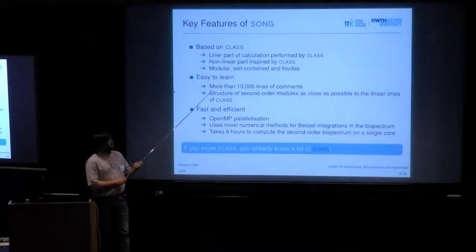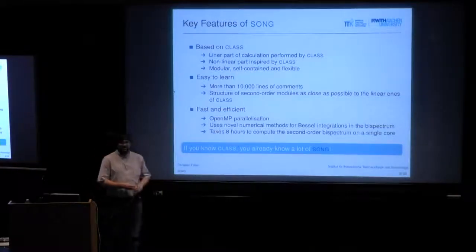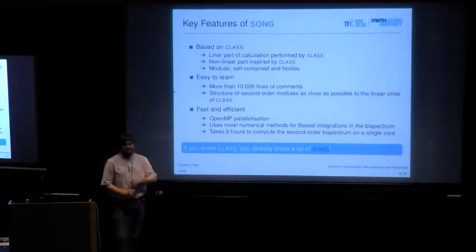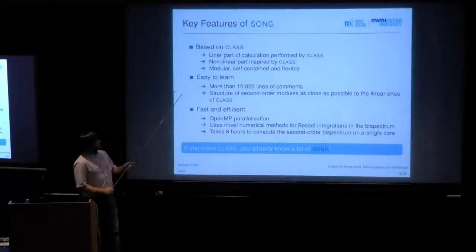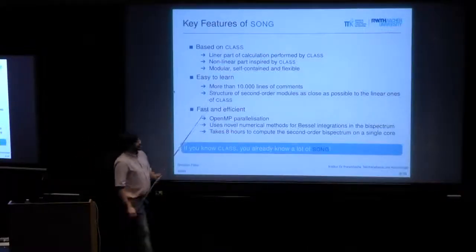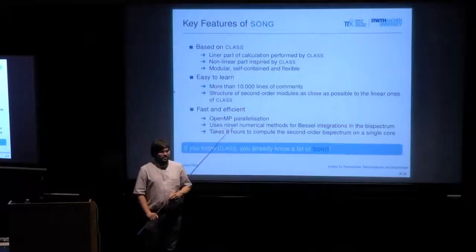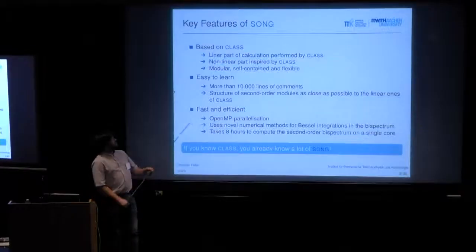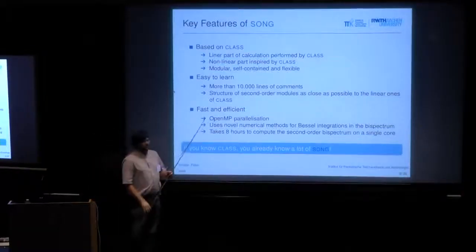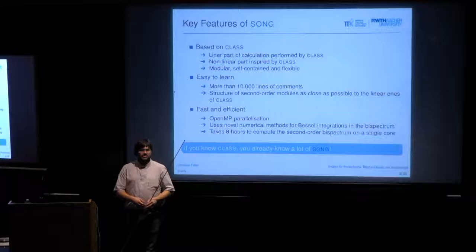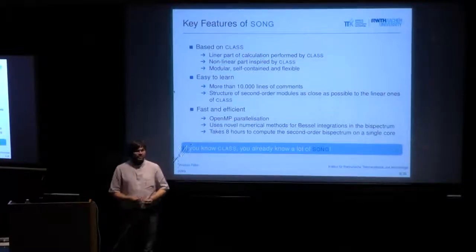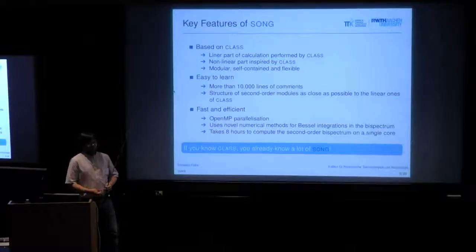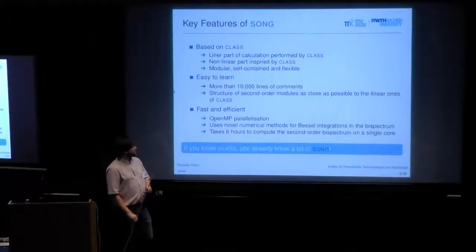The code is also relatively easy to learn, where easy here, of course, has to be taken with a grain of salt, because it is a second-order code which has huge equations implemented in it. So it is not easy in that sense, but it is relatively easy for a second-order code, because we have made a lot of comments in the code. We have documented all of the functions very well. And again, because it is based on CLASS, if you have some understanding of CLASS and you read the SONG code, you will find a lot of the things that you already know, and you can connect to the calculation much easier than if it were a code that was built from scratch.